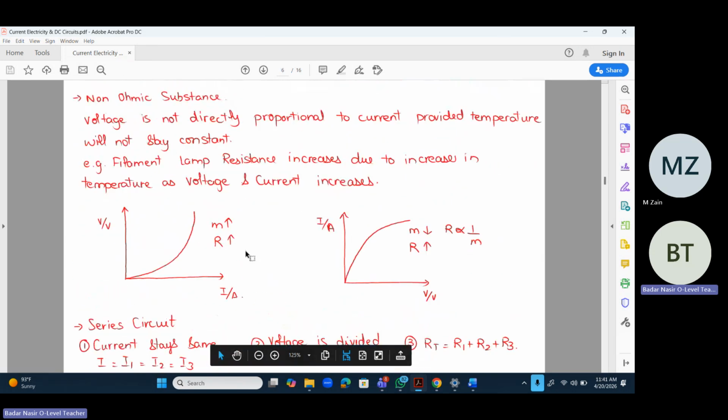So we have a non-ohmic substance. Let's say filament lamp का graph है ये. ठीक है? So filament lamp की resistance change होती है because the temperature is increasing. So the resistance of the filament lamp is also increasing. For a voltage against current graph, we have an increasing gradient, but for the current against the voltage graph, we have a decreasing gradient. Got it?